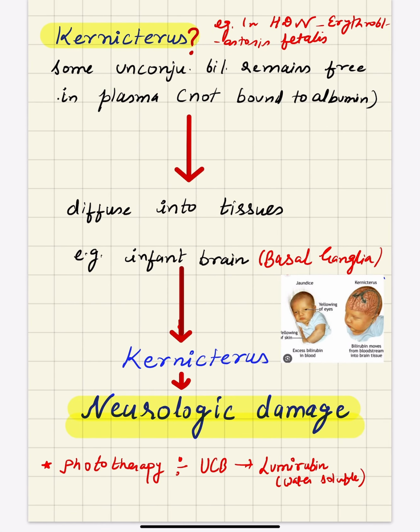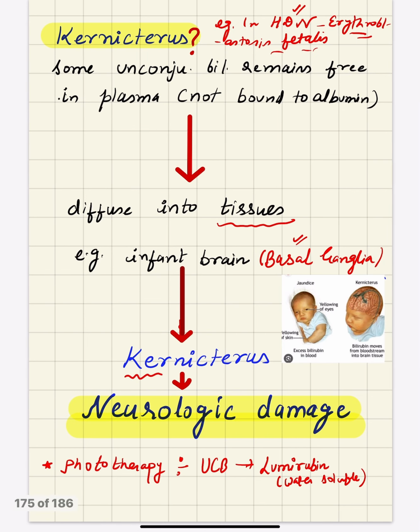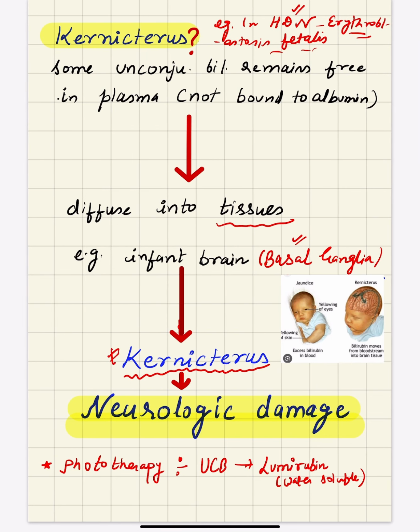There is another grave consequence that can happen in the newborn. In diseases like hemolytic disease of the newborn, where there is increased hemolysis of the RBCs, also known as erythroblastosis fetalis, the unconjugated bilirubin present in the serum is sometimes not bound to albumin and can diffuse into various tissues. It can cross the blood-brain barrier, reach the brain and deposit in the basal ganglia. That condition is known as kernicterus. You should know what kernicterus is. Deposition of bilirubin in the brain is kernicterus, and it can cause neurological damage in the newborn child.